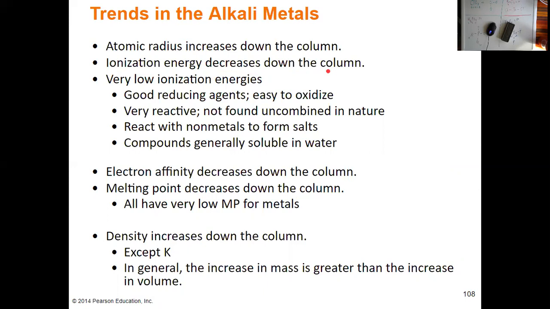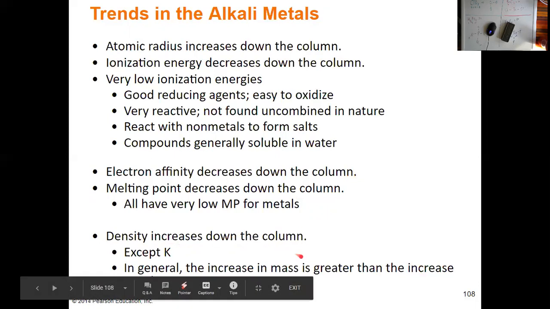That means that alkali metals at the bottom of a column are going to be more reactive than those at the top, because it's going to be easier to remove the electrons from them. So they're more likely to react with other things. Very low ionization energies, easy to oxidize. Yeah, all that's true. Our electron affinity is going to decrease down the column. Our melting point is going to decrease down the column. Yeah, so take a look at those.